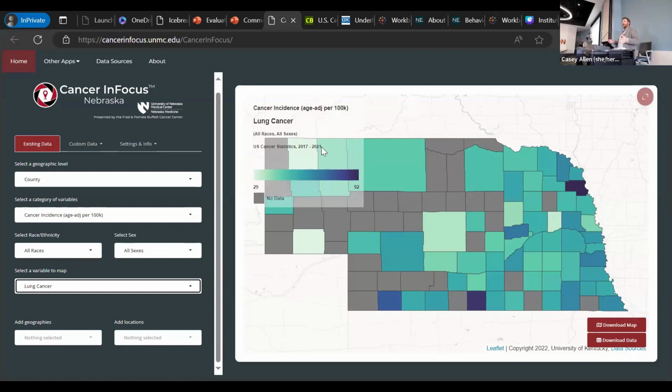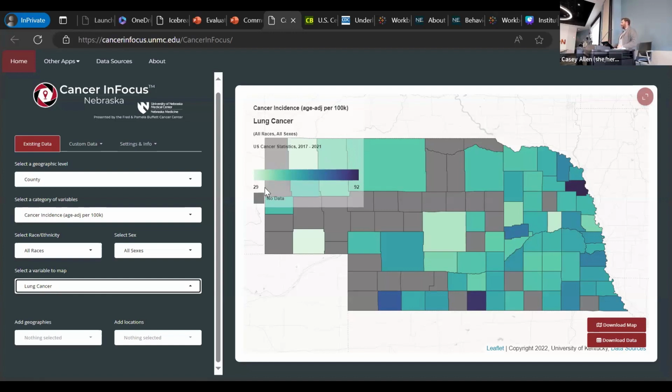Cancer in Focus is so great because it pulls from a lot of different publicly available data sources, so you don't have to. So like the American Community Survey, CDC Places, CDC cancer-related statistics, all of these things are housed in one single location. So instead of me showing you 15 different dashboards, you can actually come to this one dashboard here and access all of those data that are available to you.